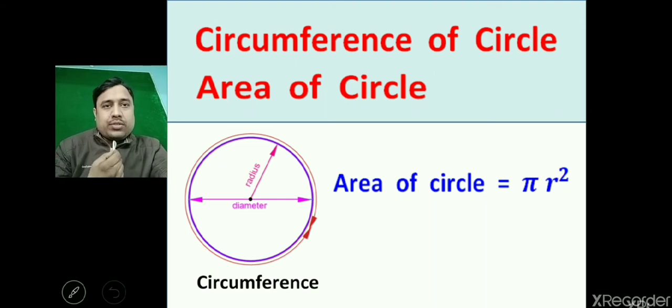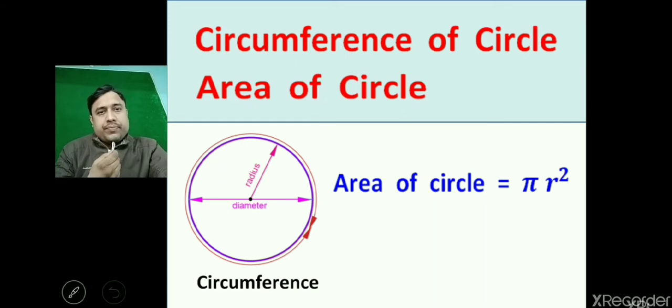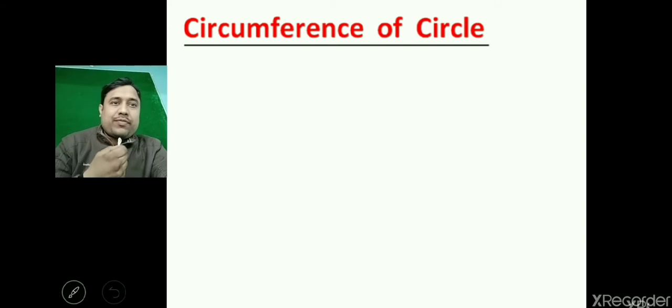Today we are going to study the topics circumference of circle and area of circle. As you can see in the figure, the area of a circle is pi r square, and circumference is the length of the boundary around this circular shape. I have shown the diameter and radius. It is the third video for this week, students. So now let's start. The first topic is circumference of circle.